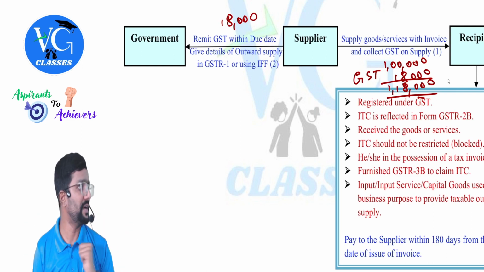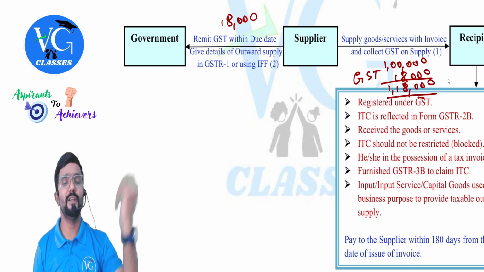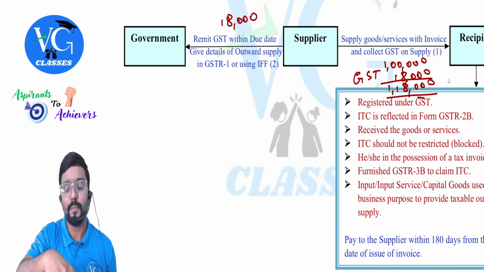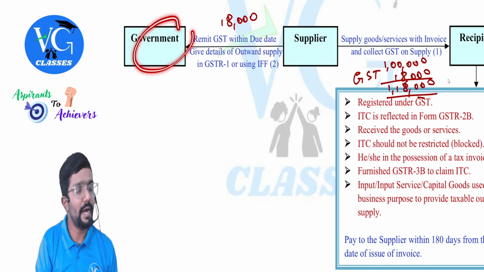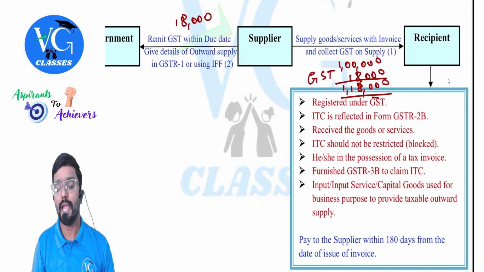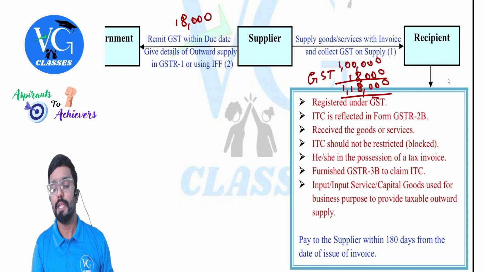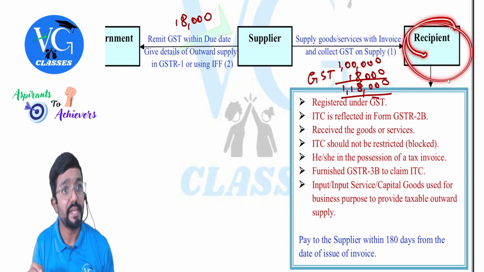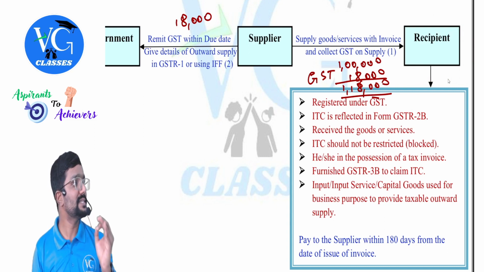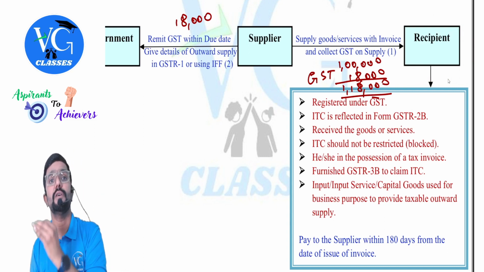R stands for returns, guys. He will file it automatically. Listen. Once the supplier deposits the tax with the government and files the returns in his GSTR1, giving the details, telling that I have supplied to so-and-so recipient goods worth 1 lakh and the GST on that is 18,000. If this guy is registered under GST, you will have one unique number called GST-IN. What is it? GST identification number.